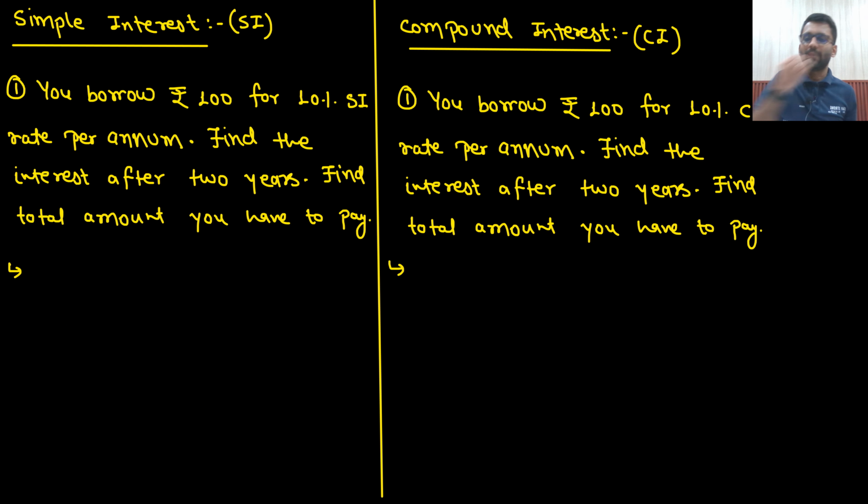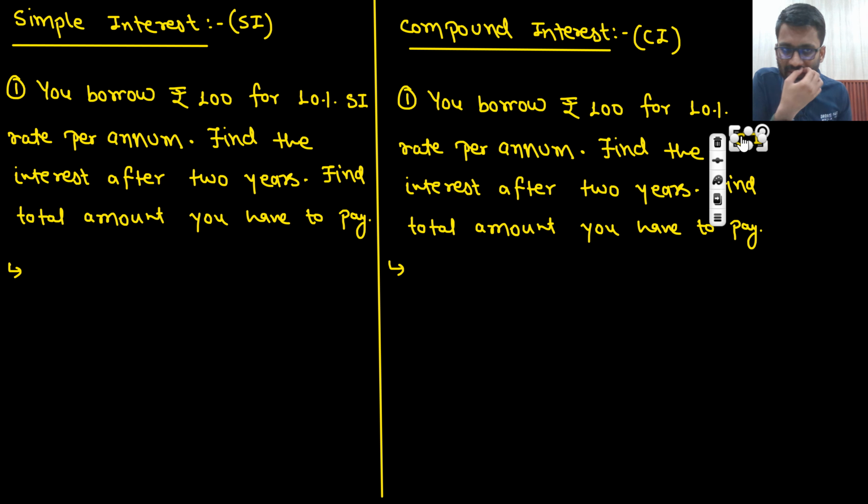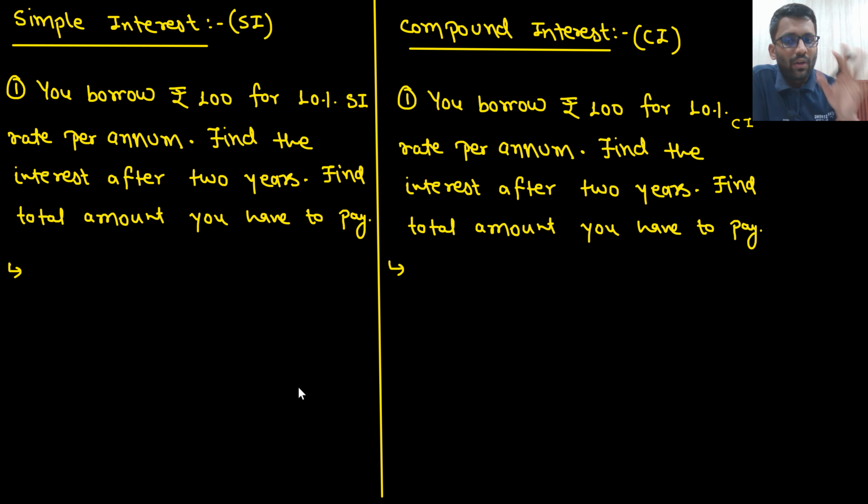Now let's study simple interest and compound interest. I will tell you the difference between them. What is the core difference between both of them? First, let's understand the difference. The first thing we are saying: you borrow 100 rupees at 10% simple interest rate per annum. Find the interest after 2 years, and find the total amount you have to pay.